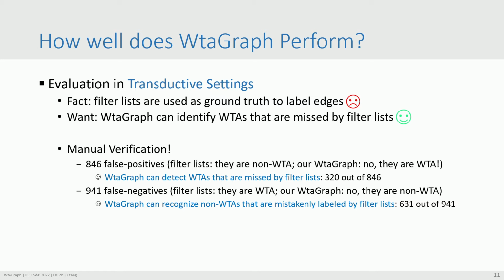Continuing for the false negatives, which means the filter lists consider them as tracking, but our WtaGraph classifies them as non-tracking. For a case like that, around 70% of the time we are correct, which means filter lists incorrectly labeled them as tracking. And the WtaGraph over here can recognize, all right, you did something wrong. Okay?